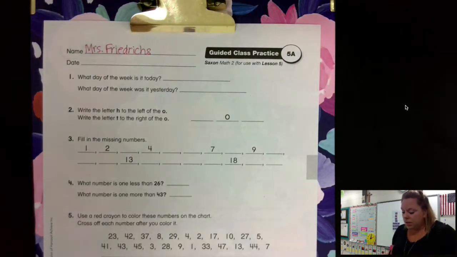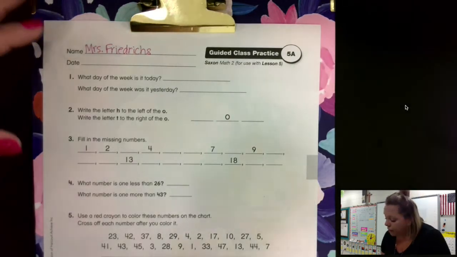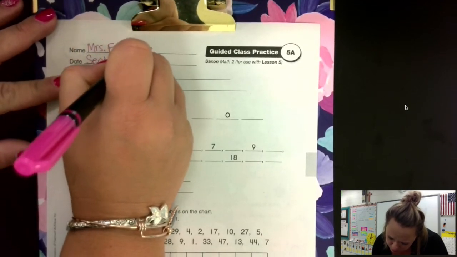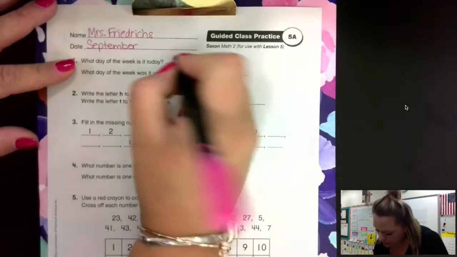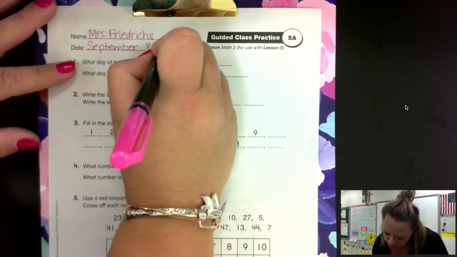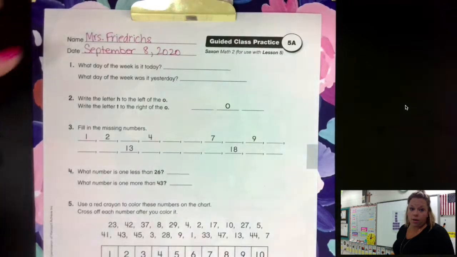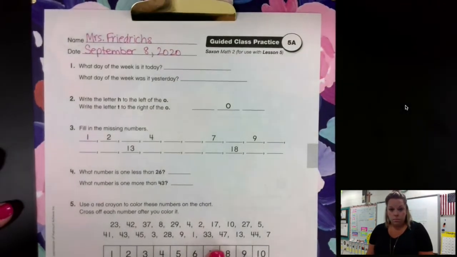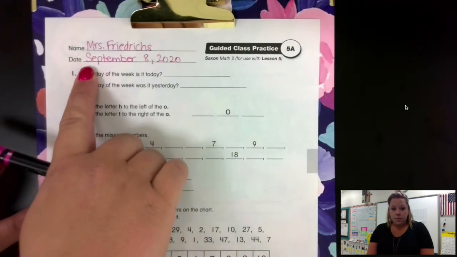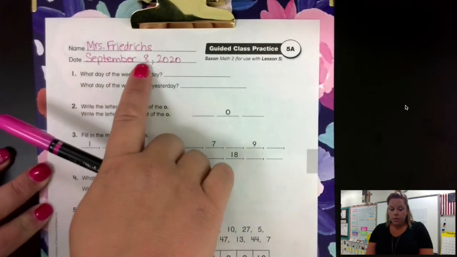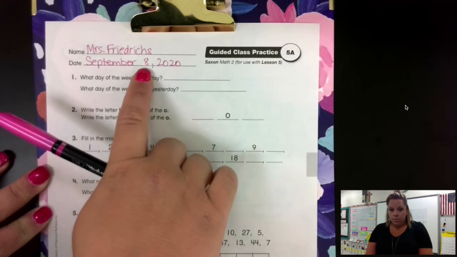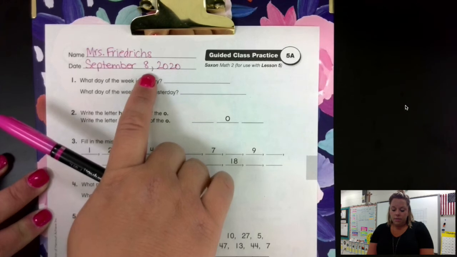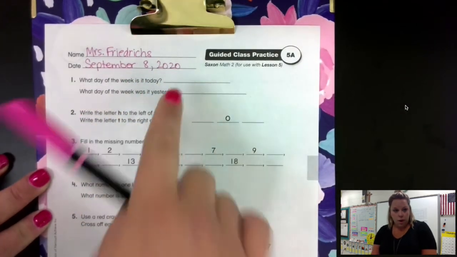Now, since this is Tuesday and we're coming back to school after Labor Day, we are in the month of September, and today is the 8th, and our year is 2020. Capital S for September. All the rest of the letters are lowercase. We need our date, which is the 8th, our comma. You see where my comma goes? It starts just above the line and goes below the line, and then 2020.